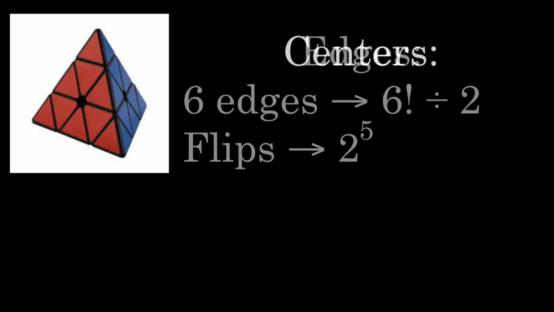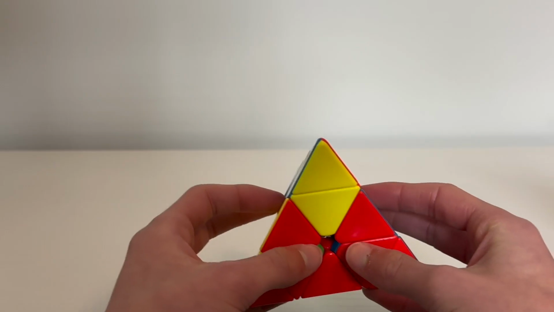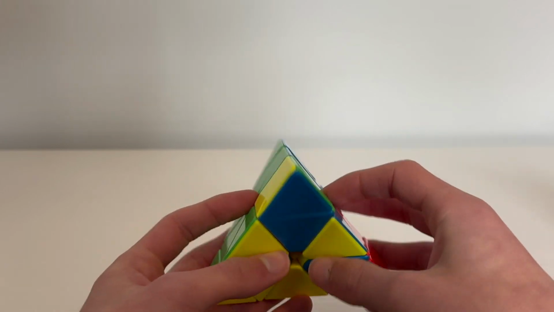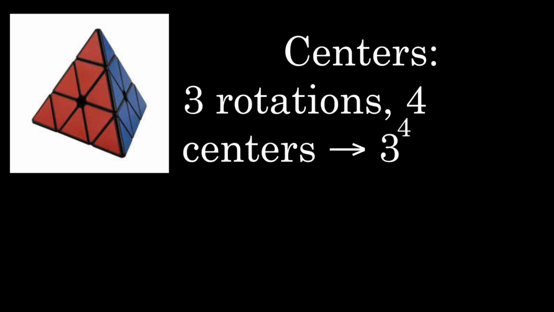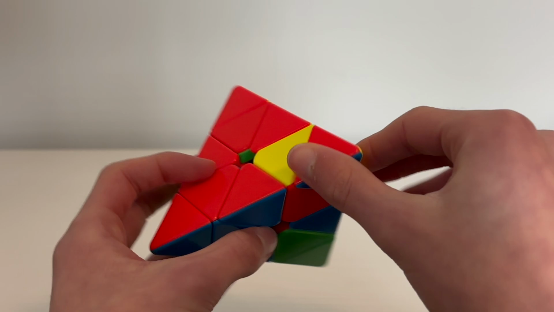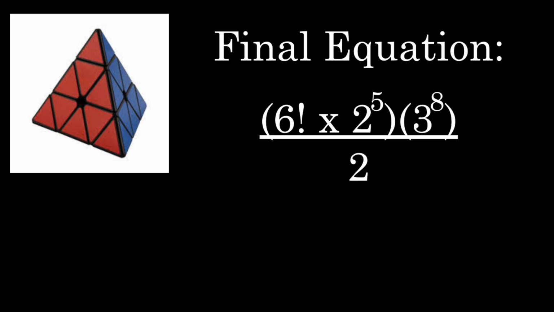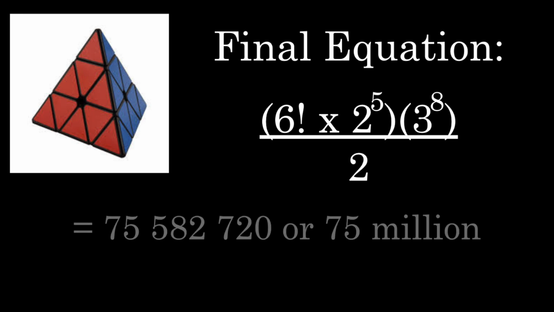Alright, not too bad, let's move on to centers. They're fixed in one spot, but they can still rotate in one of 3 ways. There are 4 centers, so we have 3 to the 4. Tips are actually the exact same, so we have another 3 to the 4. Multiply all of this together, and we have a bit over 75 million, which is a bit more than we had on 2x2.